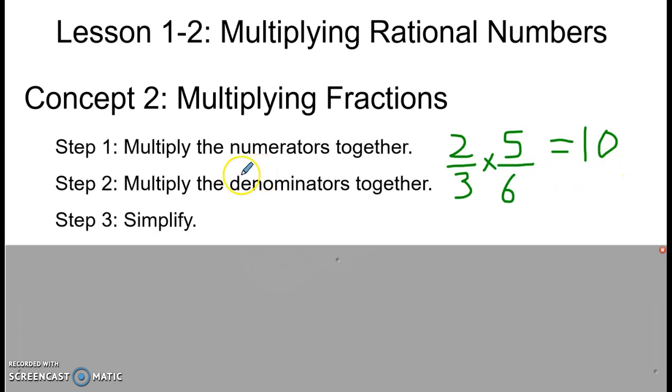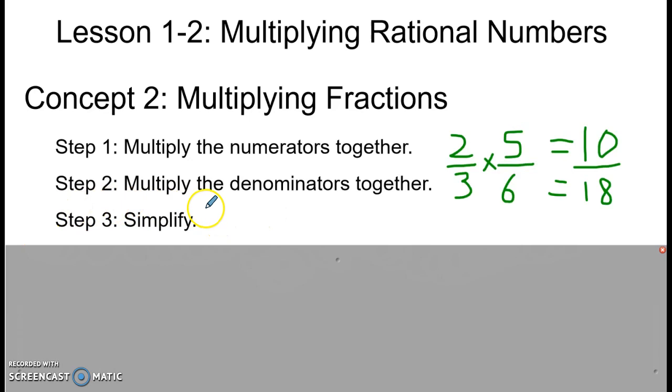And then our second step, before we just carried the denominator over, but that was because our first denominator was always 1. And so the other denominator times 1 would always be the same. So now we have a different denominator, so we can't just carry our denominator over. We're going to have to do the multiplication. So now we have 3 times 6, and that's going to equal 18. And that is our second step done.